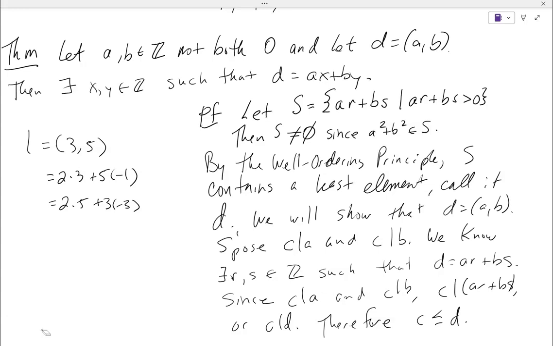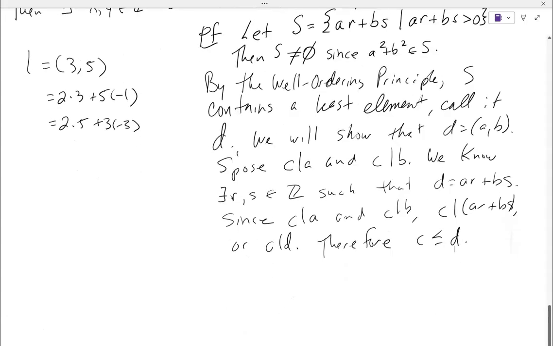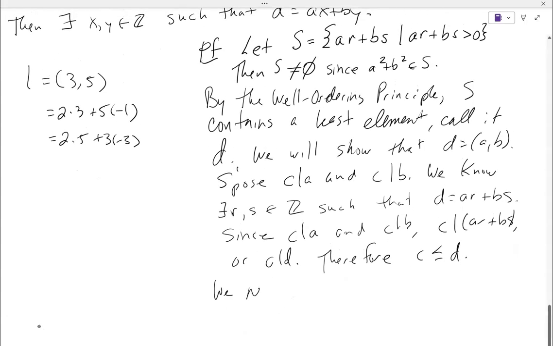All right. So what did we show here? We said that any common divisor of A and B is necessarily less than the D we just created. Okay? So if D really is a common divisor, it has to be the biggest of them all, right? Because any other common divisor is smaller. So our last part here is we need to show that D divides A and D divides B. We need to show both of those things.